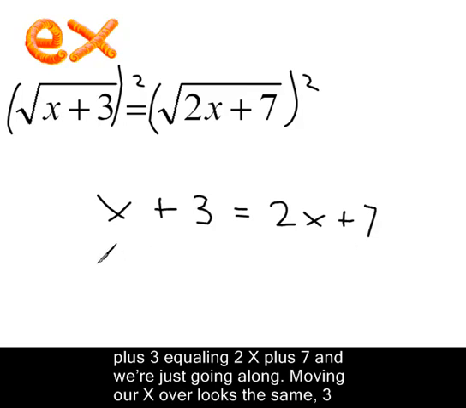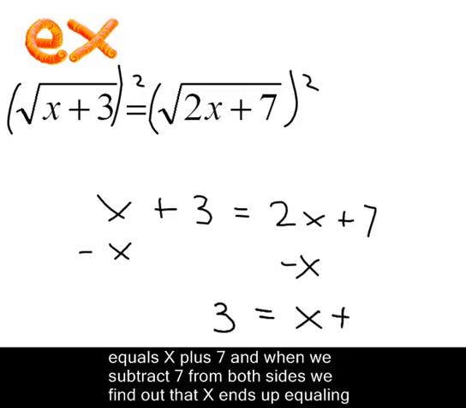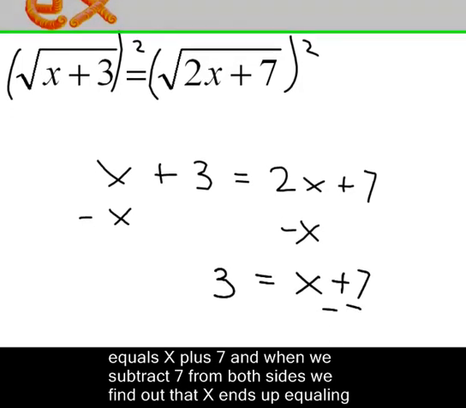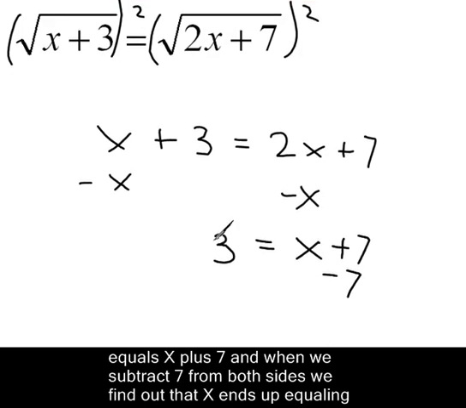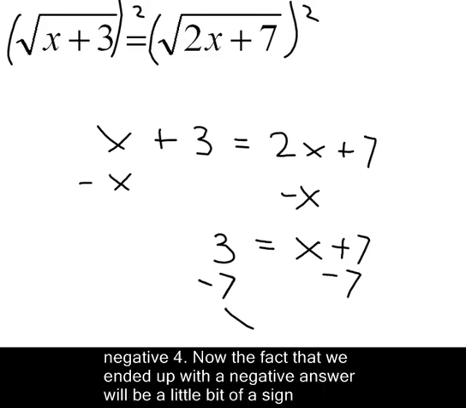And we're just going along, moving our x over. Looks the same. 3 equals x plus 7. And when we subtract 7 from both sides, we find out that x ends up equaling -4.